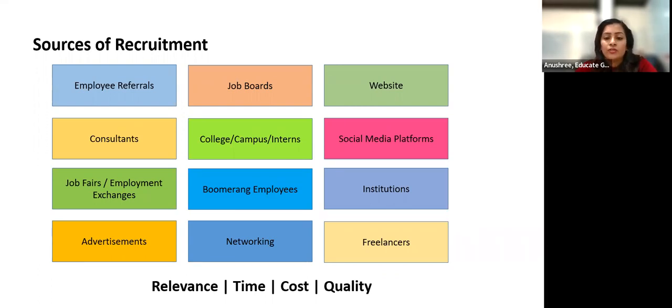The other sources of recruitment could be tapping freelancers. There are various freelancers available who are working from home. Since post-COVID, everyone has moved into a hybrid mode or is comfortable with remote working. Hence we can utilize many of these talents who are available as freelancers, or for short-time project work and things like that.